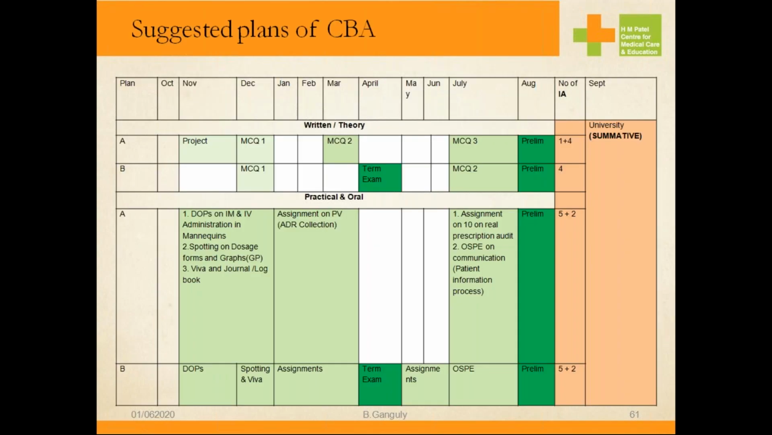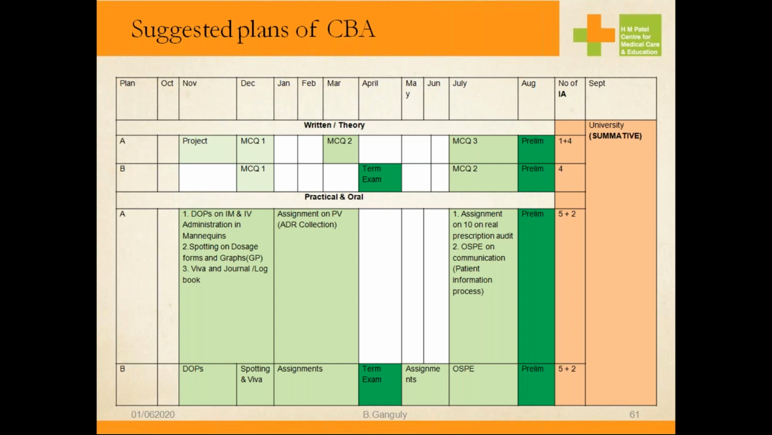So I have just prepared a tentative plan of CBA, and I'm sharing it with you. Because as per MCI, there has to be a minimum of 3 internal assessments, and the internal assessment marks have to be reflected also in the mark list. So from October, if second MBBS starts, the prelim exam has to be there in August, because the university examination has to be there in September. So how can we put up the assessment? Because from time to time we do have classes and so many events. So plan A and plan B, 2 plans I'm sharing with you.